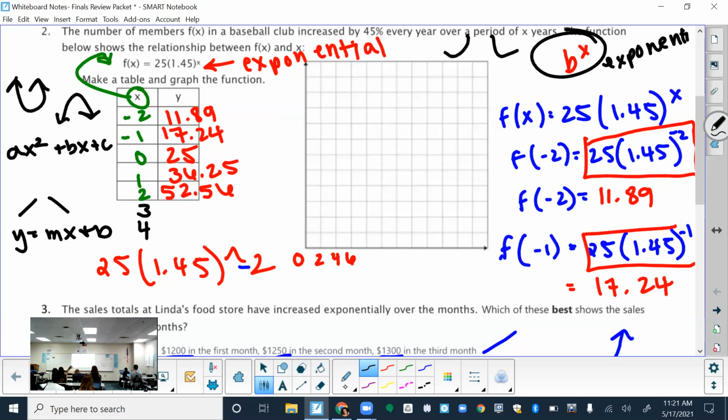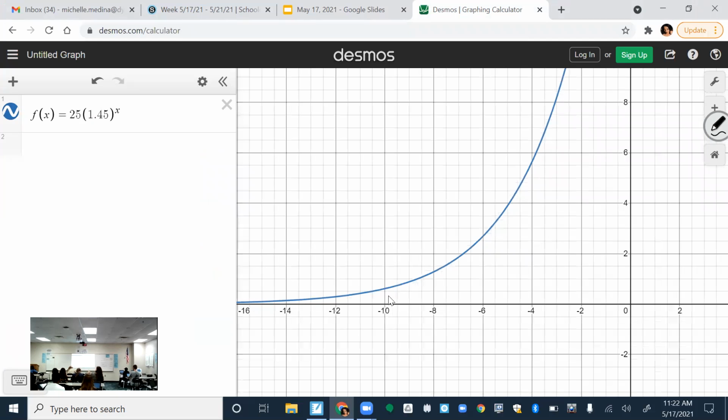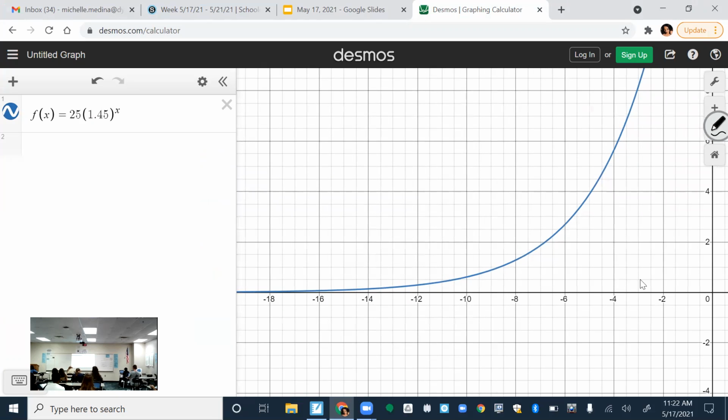So you type in the equation exactly how it looks. So f of x equals, yep. Exactly how it looks, and you see that it looks something like this. All right, so it has a lot of negative values. You probably need more negative values than positive values. So something along these lines is how your graph looks. Questions about that?